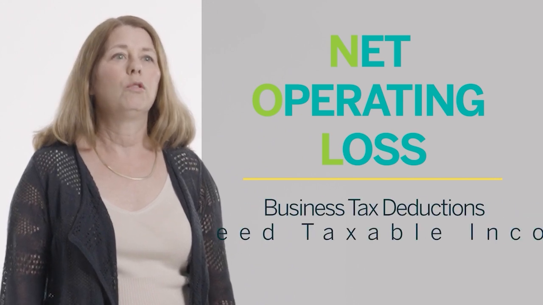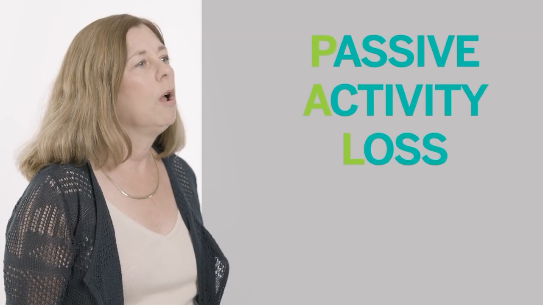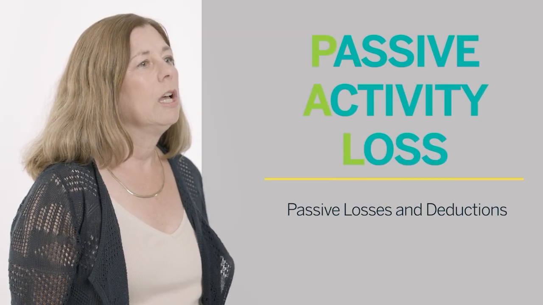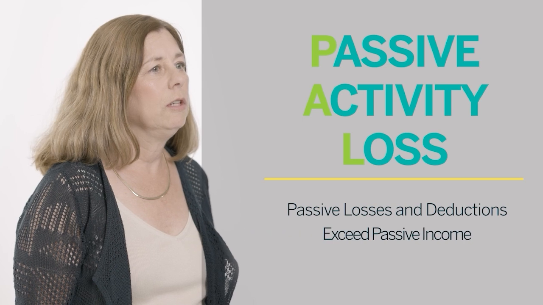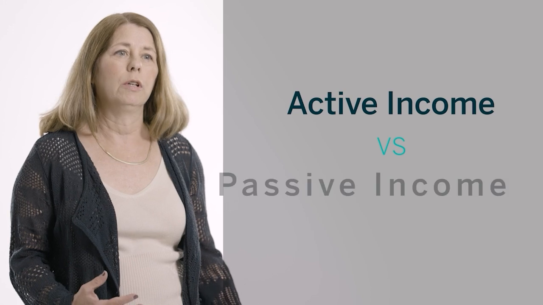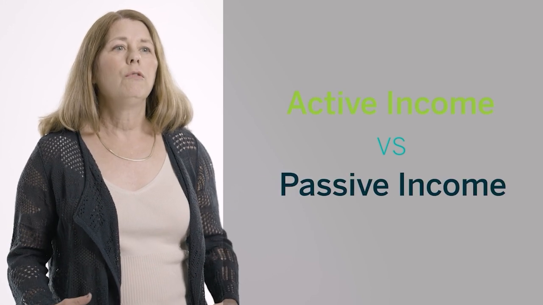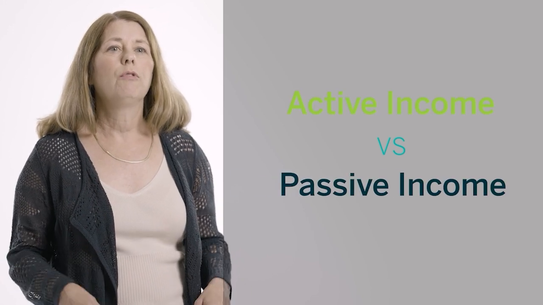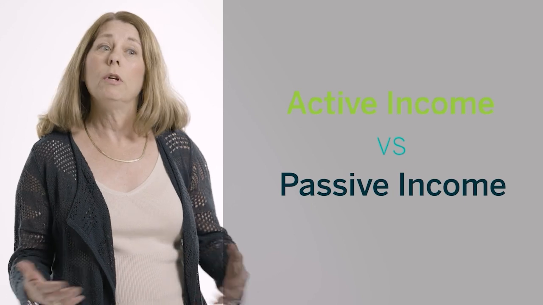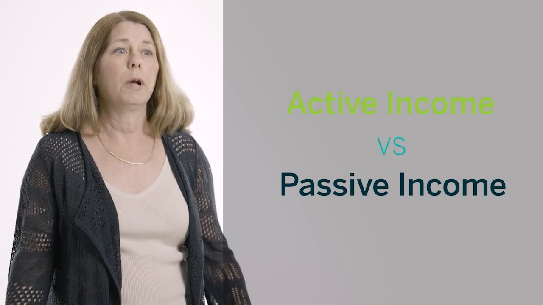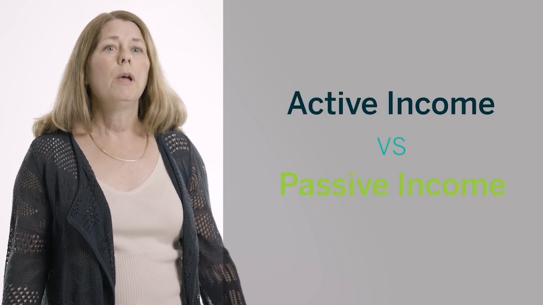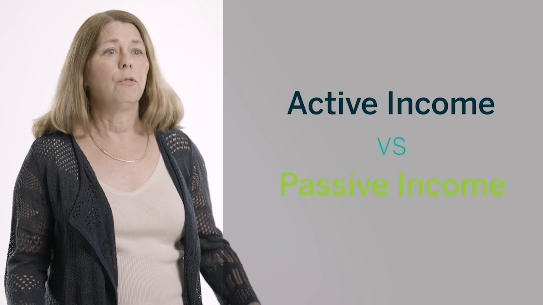A net operating loss, or NOL, is a loss that's created when ordinary and necessary business tax deductions exceed taxable income. A passive activity loss is a loss that's created when passive activity losses and deductions exceed passive income. Well, in order to understand the difference, you need to know what's active income and what is passive income. In general, active income is income that's generated from active business operations. Not really a great definition, but that's the best we've got right now. And passive income is income that's generated from passive activities.